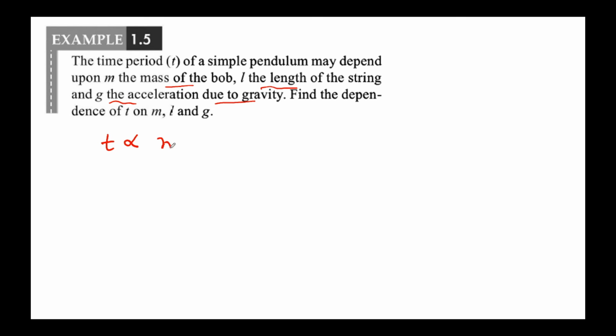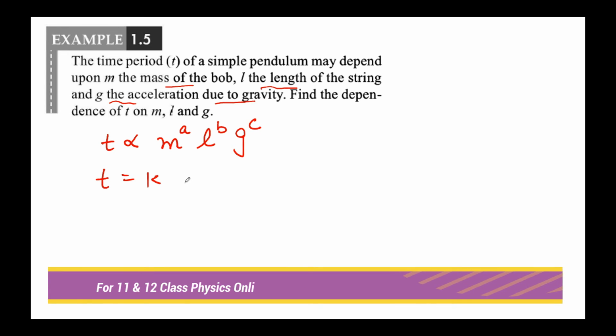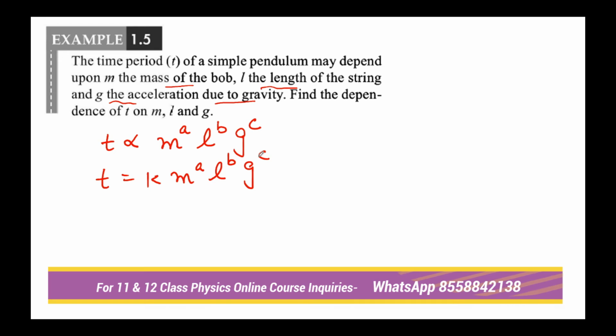It is dependent upon the mass of the bob, so let us say m raised to power of a. It is dependent upon length, let us say L raised to power of b, and it is dependent upon acceleration due to gravity, g raised to power of c. When we write this direct relation, the time period will be equal to k, where k is any dimensionless constant, times m raised to power of a, L raised to power of b, and g raised to power of c.